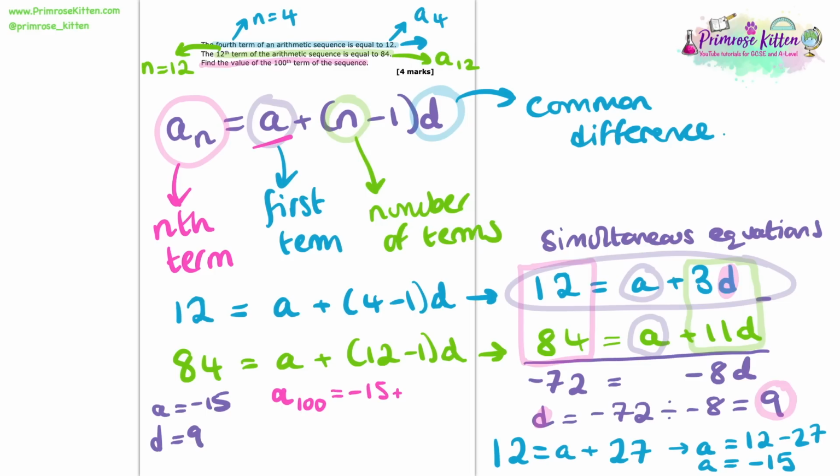plus 100 minus 1, because we've got the 100th term of the sequence that we're looking for, times by d, the common difference, which we said was 9. So a100 is going to be equal to minus 15 plus 99 times 9, which gives us 876. So that is the value of our 100th term of the sequence.